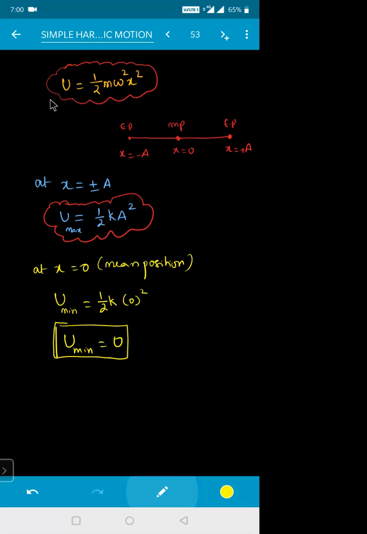So this is a formula. Potential energy U is equal to how much for me? Half into m into omega square into x square. X can be 0 at the mean position, and at the extreme position x will be equal to the maximum displacement of the particle.